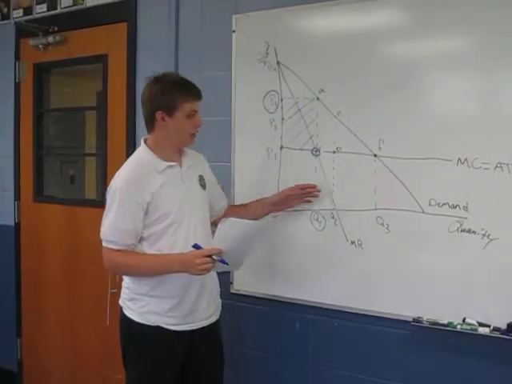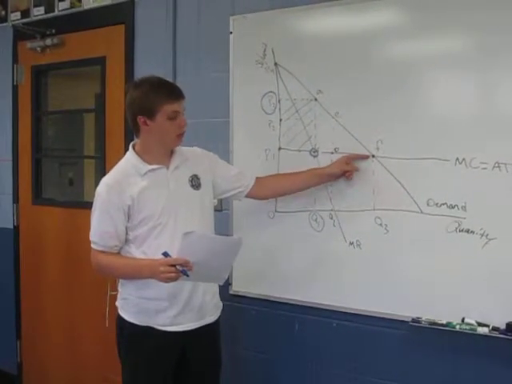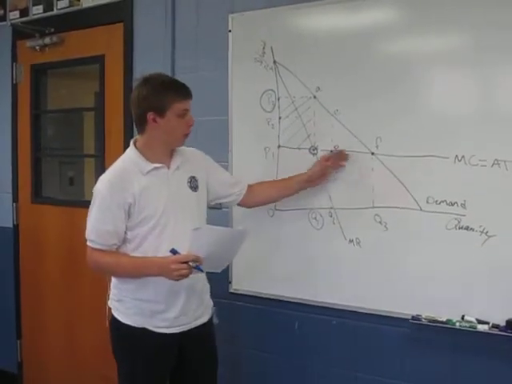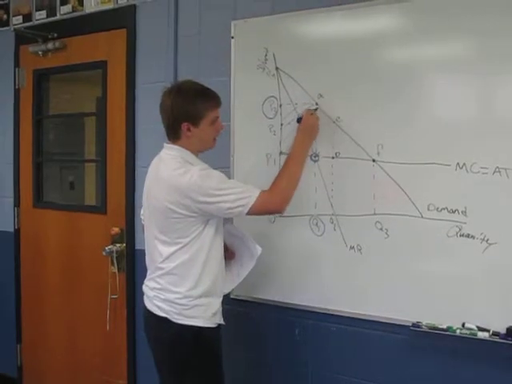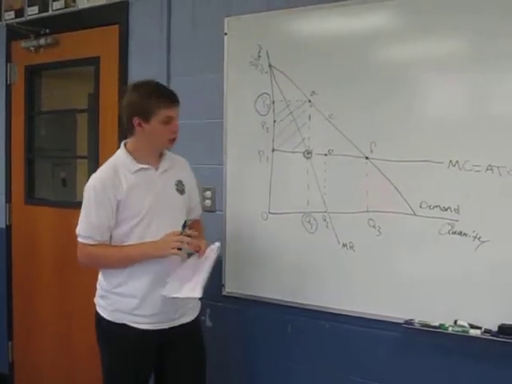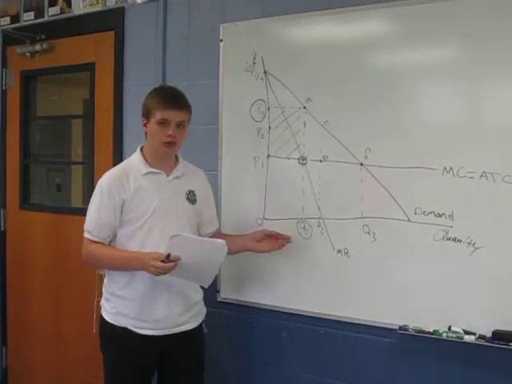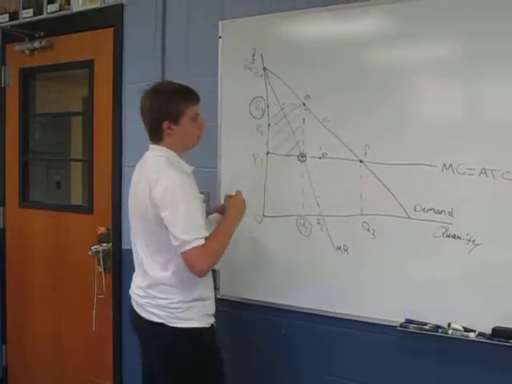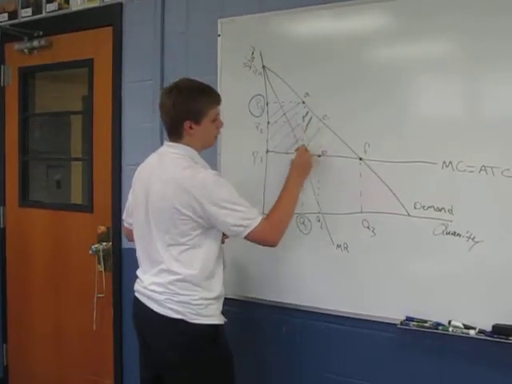Deadweight loss, the socially optimal point is at point F where MC equals demand. That's the socially optimal point. So this area where A to C to F to A, that would be deadweight loss because that is the quantity that society wants, but they cannot have because it's a monopoly. We'll shade that in with green.